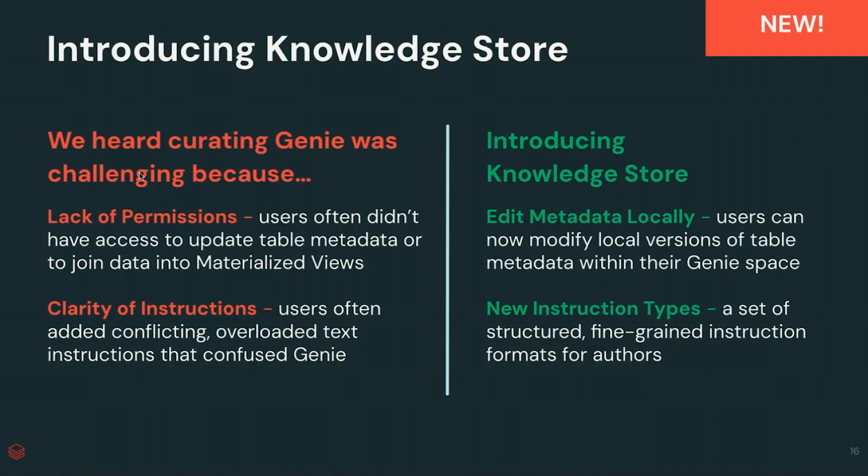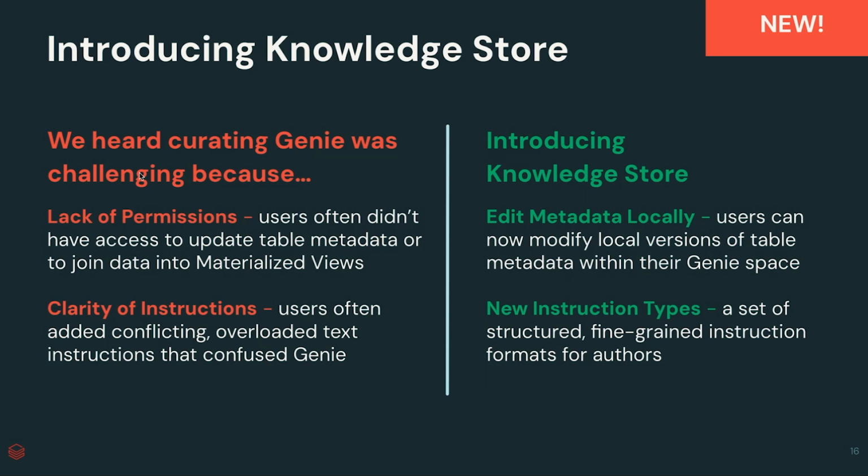So this is great. Those are the best practices that you have had in the last couple weeks. But we've heard a lot of challenges that customers face as well, and we want to make the setup process easier. First was that many users actually lacked the permissions they needed to add Genie context. A lot of people building spaces may not have the underlying permissions to edit column metadata or to build materialized views to pre-join their data.